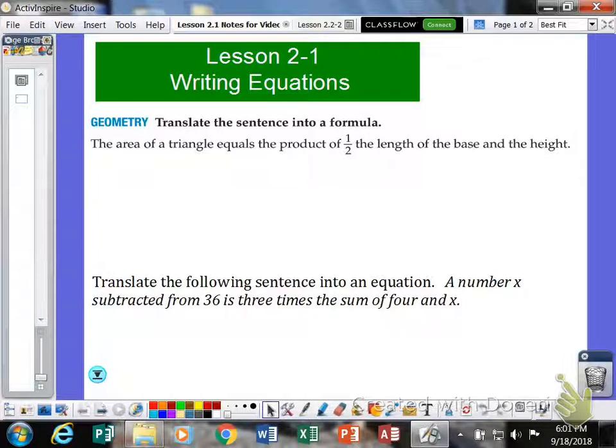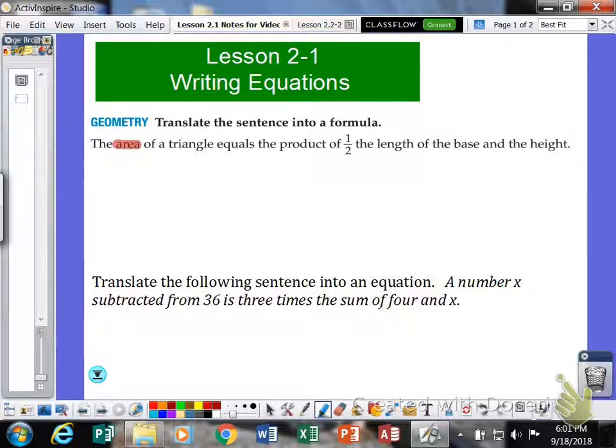Right, so we're going to be writing equations. We're going to take a sentence and turn it into a mathematical equation. So, some keywords. The area of a triangle equals the product of half the length of the base and the height. So, we got to look for those keywords.